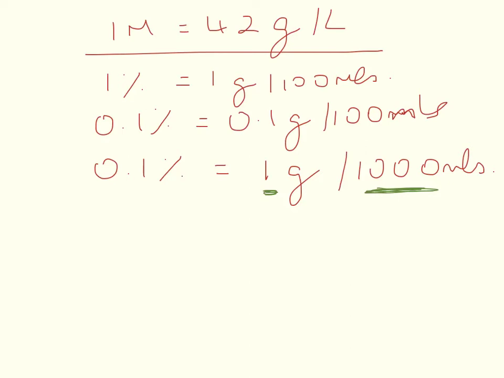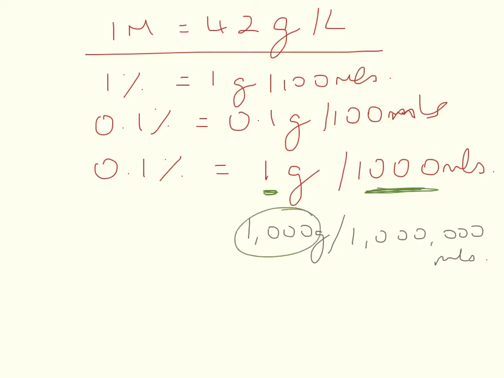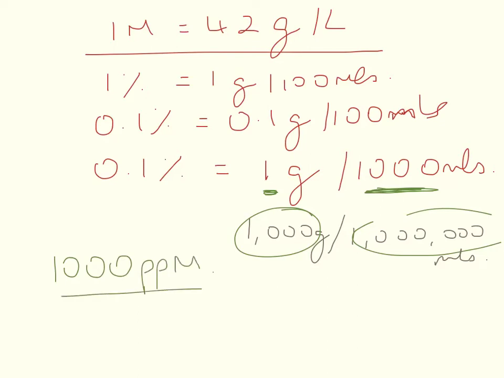Well, we have to multiply this side by 1,000, right? And we multiply this side by 1,000. We now see that in parts per million, there's 1,000 parts per million. So there's 1,000 parts in a million parts, right? So 1,000 parts per million is what we're looking at here with regards to the sodium fluoride.